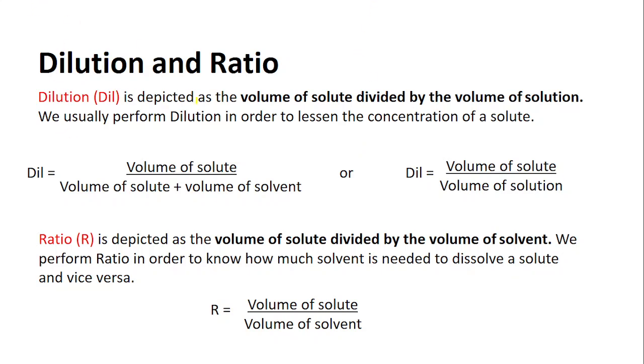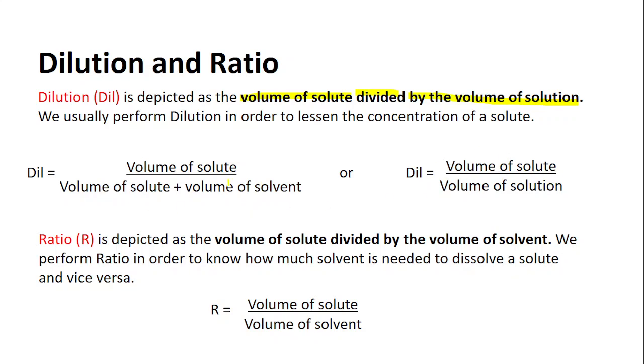So, dilution is depicted as the volume of solute divided by the volume of solution. We have two formulas. This is the expanded one on the left. On the right is the simplified formula, or simplified version. They are the same. Dilution is equal to volume of solute divided by the volume of solute plus volume of solvent. Or dilution is equal to the volume of solute divided by the volume of solution.